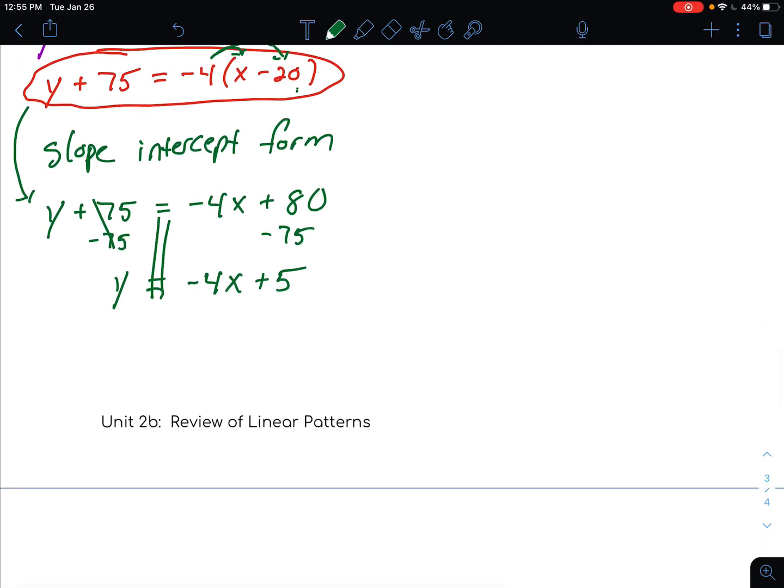So now I have, notice that my slope is still negative 4, just like it was back up here. Slope was still negative 4. But now notice I have my y-intercept that I can find out is positive 5. All right, so there's my slope-intercept form.